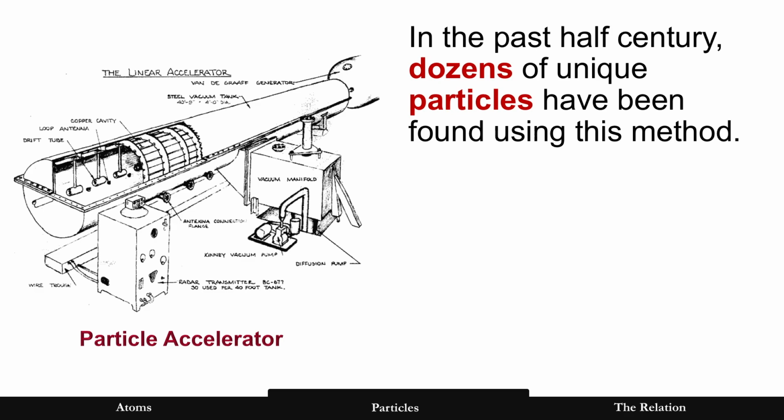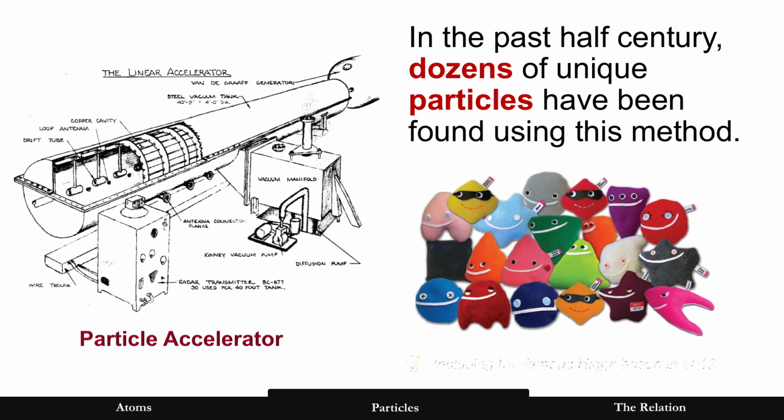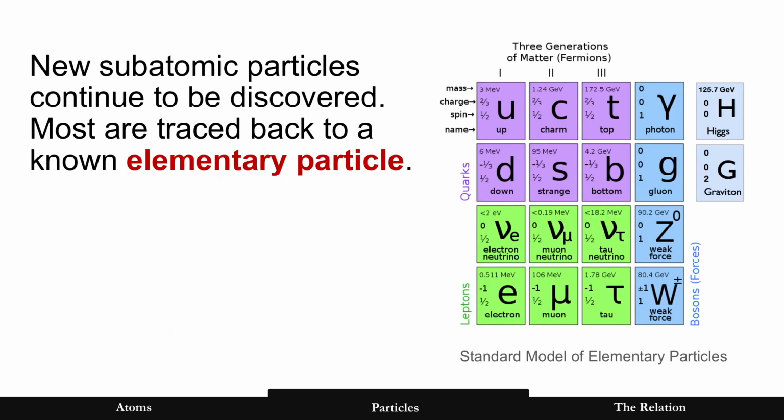And in the past half century since, dozens more unique particles have been found using this method, smashing particles together to see what their components are. And really, it's a zoo. It's a mess of particles, and perhaps one of the most famous particles recently discovered is the Higgs, found in 2012 using this method. So new subatomic particles continue to be discovered, but most are traced back to what are known as elementary particles.